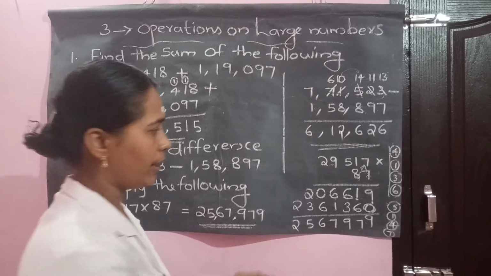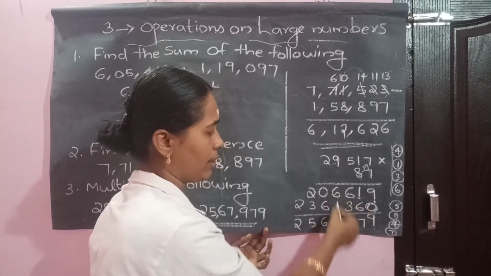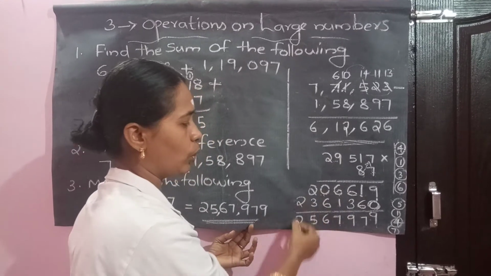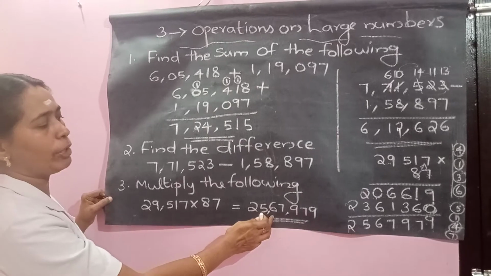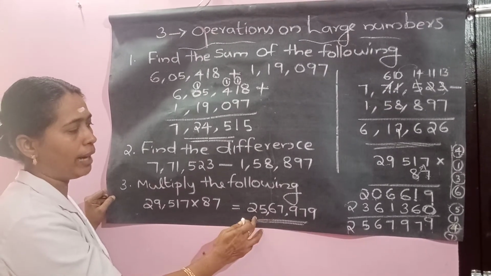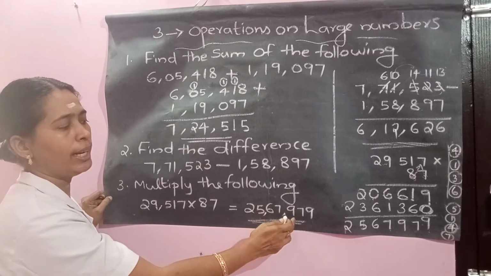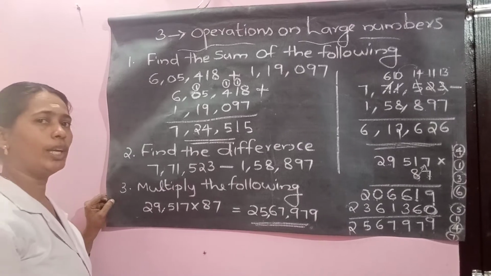Is it clear? Then add column wise. So 9, 7, 9, 7, 6, 5, 2. Then write the number. If you want, you can place commas, because when you place commas, it is easy to read the number. 25,67,979. Okay, let us move to the next question.